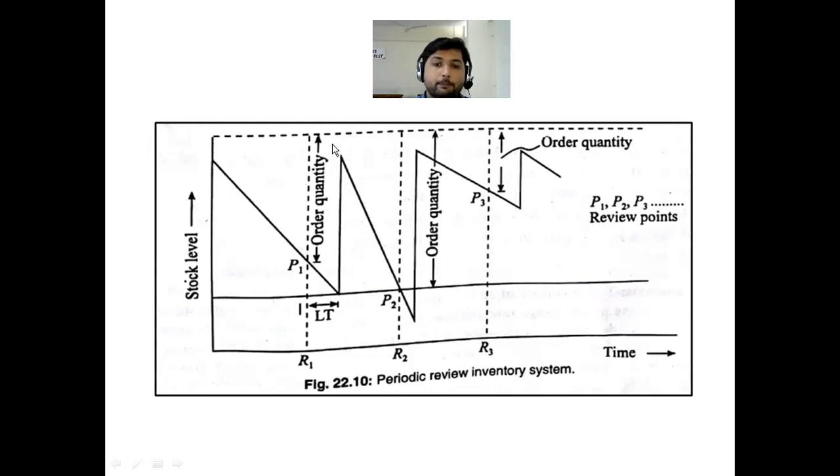Only the reviewing period, or the purchasing period, or the time interval between two purchases, is constant. The time interval between two orders is constant. So that is called a periodic review inventory system, or periodic inventory system, or a P type of system, or a fixed period system, where this P1, P2, P3 are nothing but review points. R1, R2, R3 represent the constant time interval between the two orders.